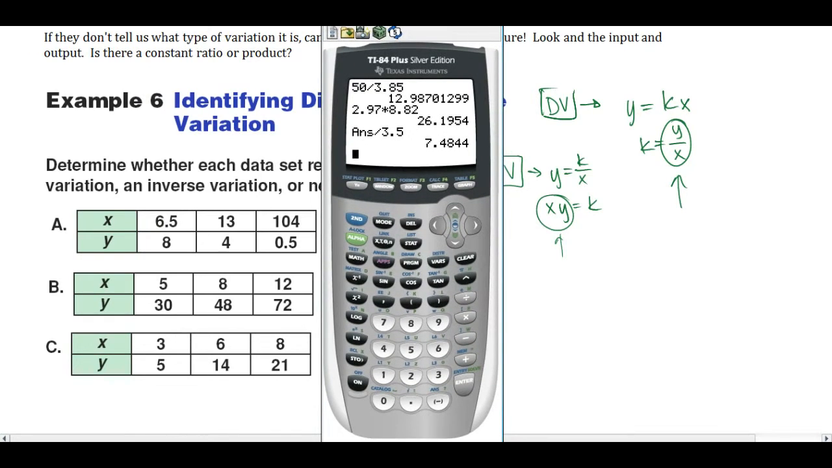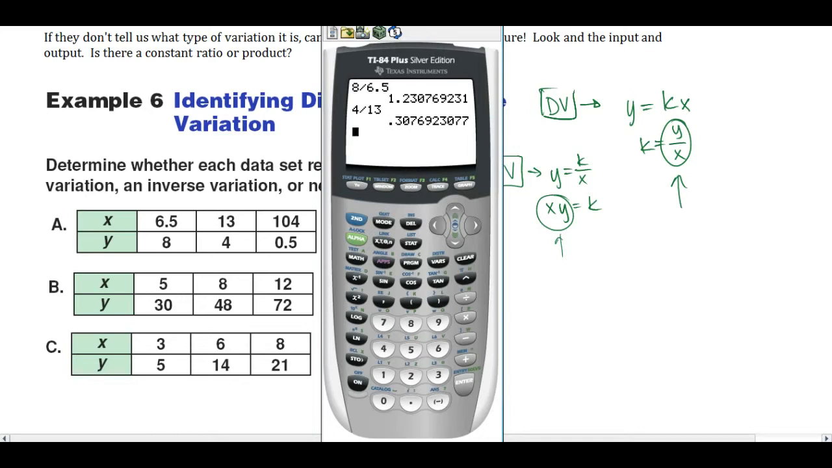I'm going to do all the y's over the x's for the first one to see if it's a direct variation. So 8 over 6.5. I better be a little more careful. 8 divided by 6.5 is 1.2. Then 4 over 13, right? And that is 0.3. Okay, so pretty good giveaway right there. I'm going to double check my numbers. Oh, yeah, I typed them all in. So that's not a direct variation. So A is not a direct variation.